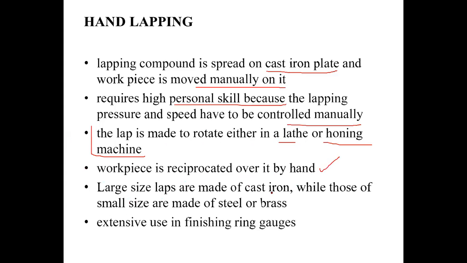Large size laps are made of cast iron, while those of small size are made of steel or brass. These lapping tools, if bigger in size, are normally made of cast iron, and if smaller, normally made of steel or brass. The bigger size is used for hard materials. The smaller size is normally used for soft materials like mild steel, brass, or copper. It is used extensively for finishing ring gauges, the tools used to measure the dimensions of workpieces. We normally use hand lapping for these.